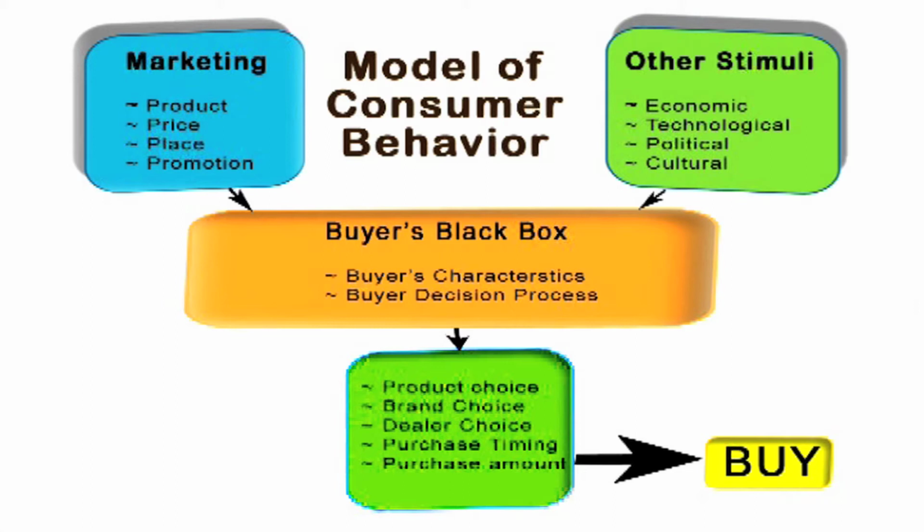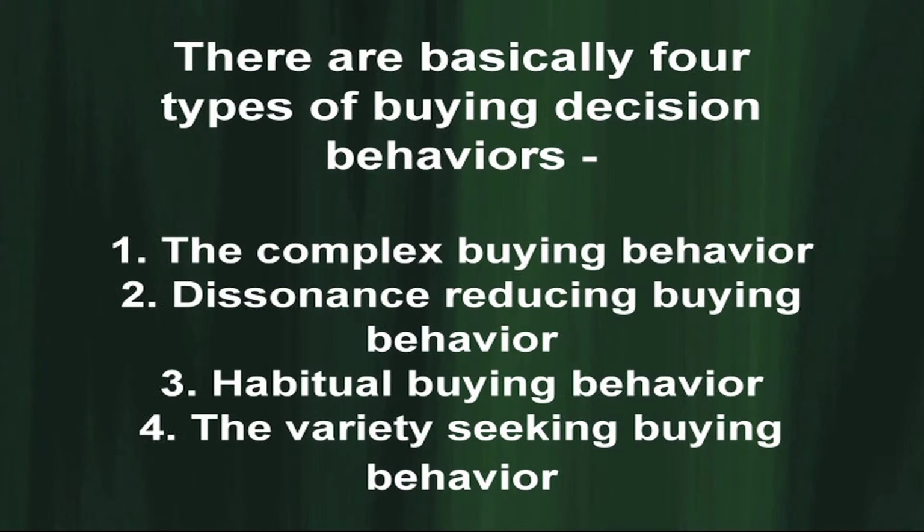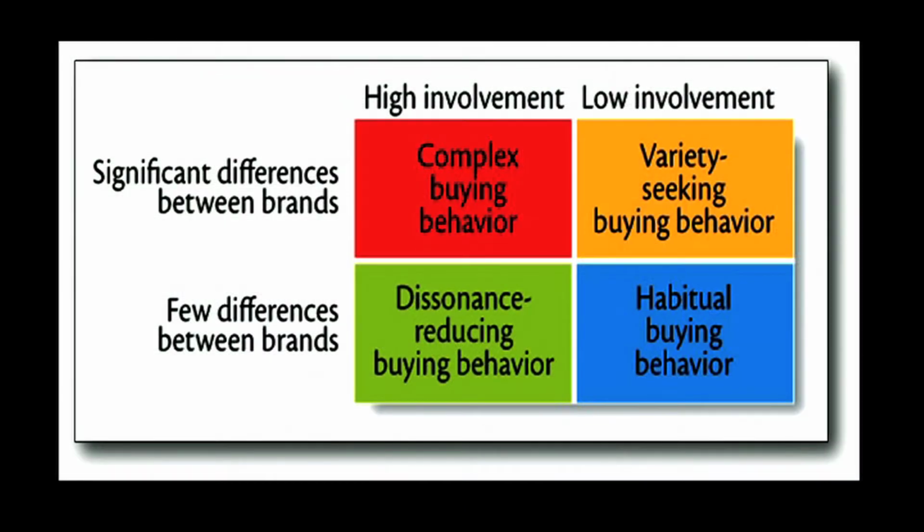the buying process. There are basically four types of buying decision behaviors: the complex buying behavior, dissonance reducing buying behavior, habitual buying behavior, and the variety seeking buying behavior. As you can see on your screens, these four types of buying behaviors result from high or low involvement and the differences between the brands. As we see, in the first, complex buying behavior, high involvement is there with significant brand differences.